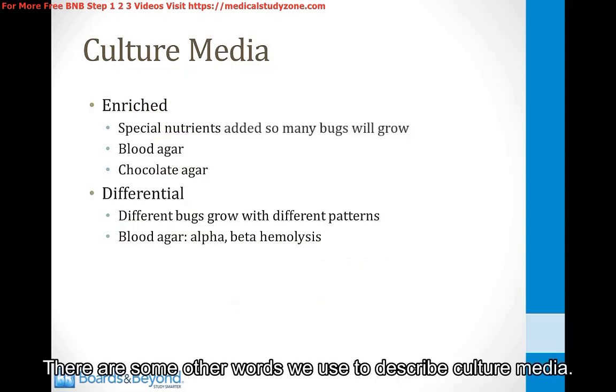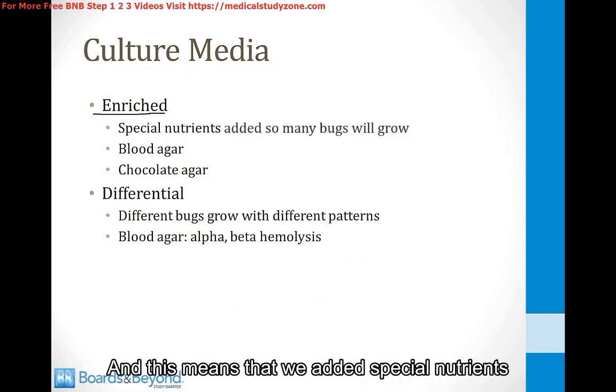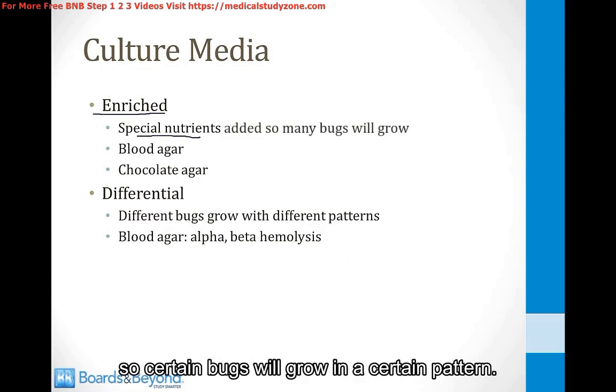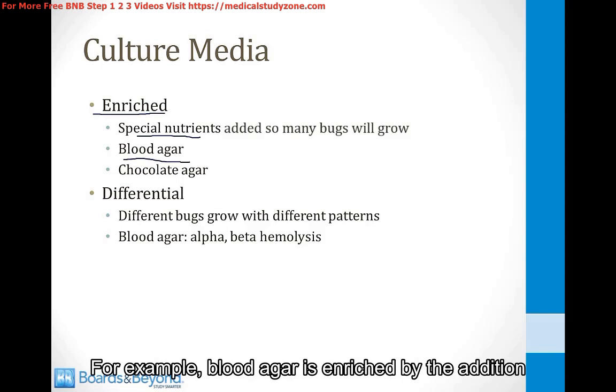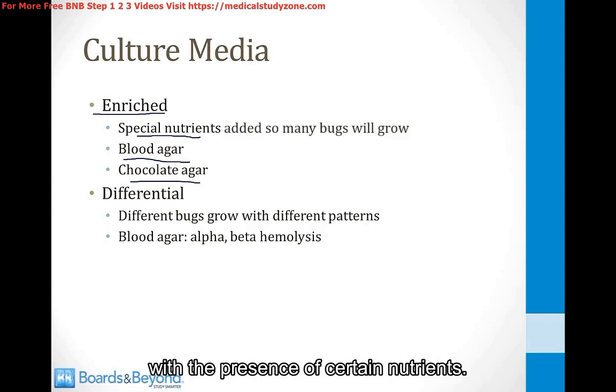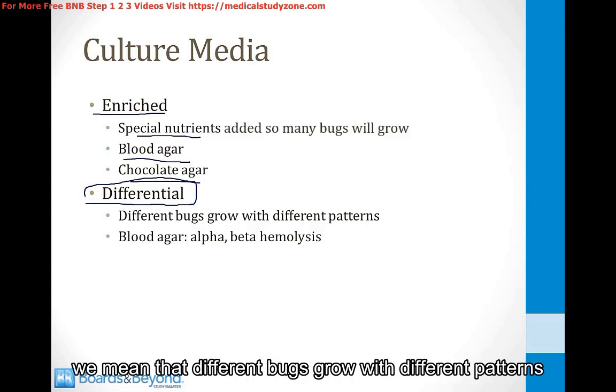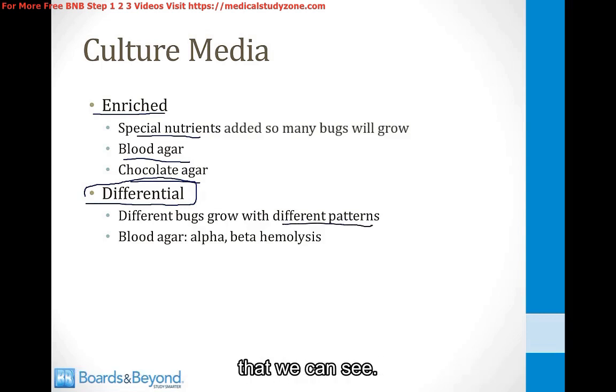There are some other words we use to describe culture media. Sometimes we say that culture media are enriched, and this means that we added special nutrients so certain bugs will grow in a certain pattern. For example, blood agar is enriched by the addition of sheep's blood, and chocolate agar is also enriched with the presence of certain nutrients. And then sometimes we call culture media differential, and when we say it's differential, we mean that different bugs grow with different patterns that we can see.